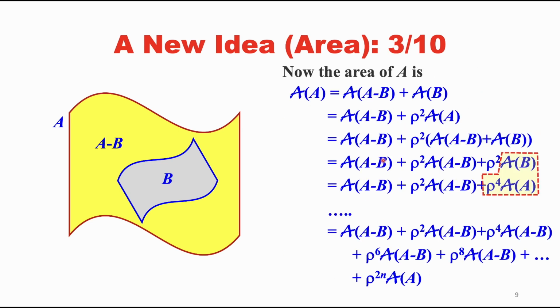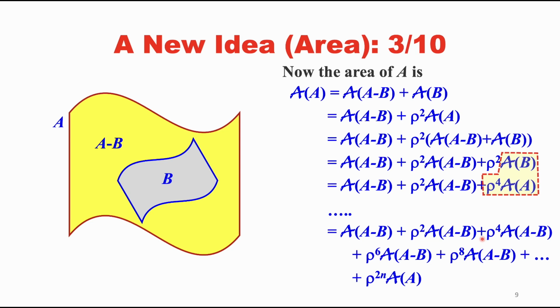So apply the same idea. We work for the linear case. The area of A is the sum of the area of A minus B plus the area of B. But the area of B is rho squared times the area of A. But A is the sum of these two. So we have rho squared times the area of A minus B plus rho squared of B. Continuing this, we have the area of A is the sum of this.